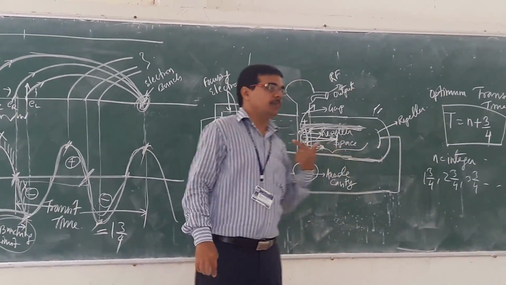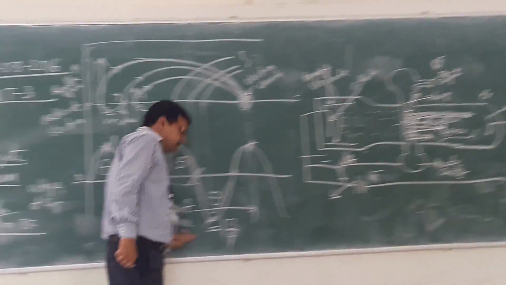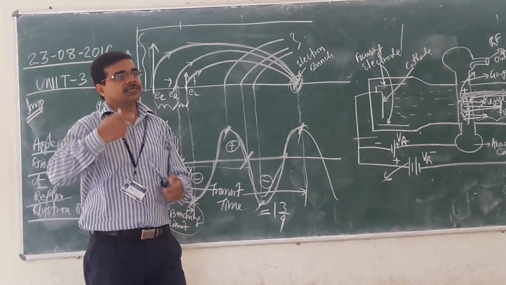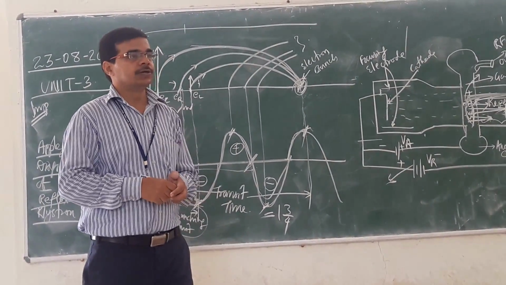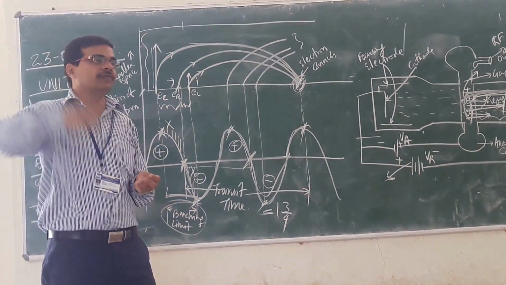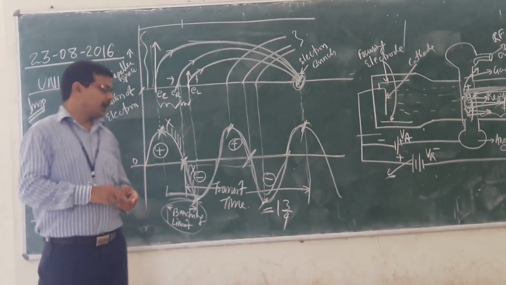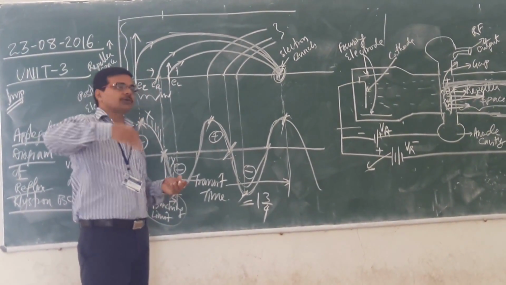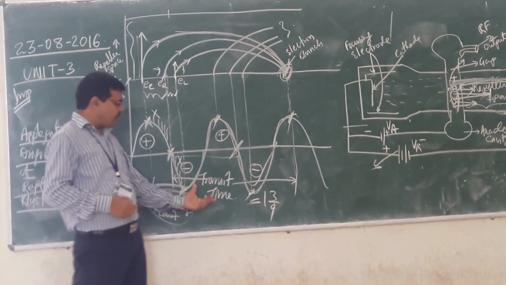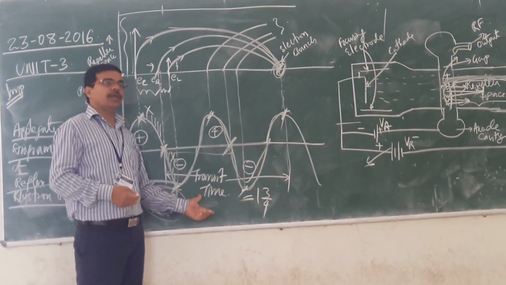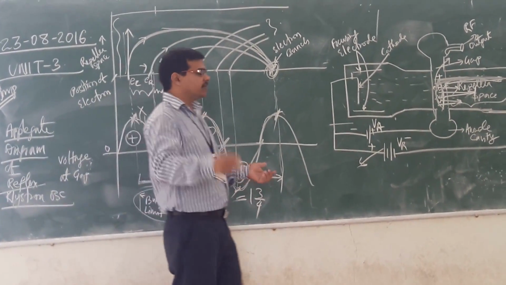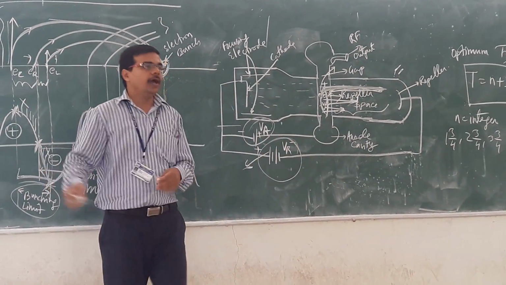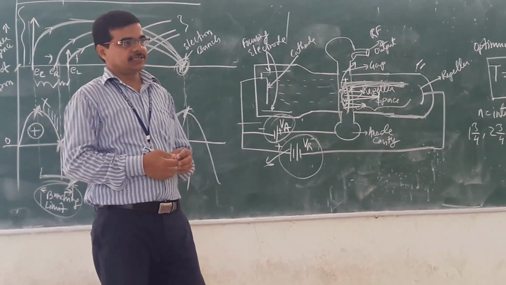Optimum transit time means if we are adjusting this as the transit time, you will have sustained oscillation. So you will have continuous, undamped oscillation. For that we have to adjust the transit time. And how can you adjust the transit time? You can adjust the transit time by adjusting your anode and repeller voltages.